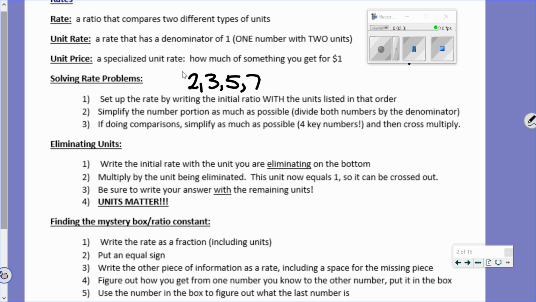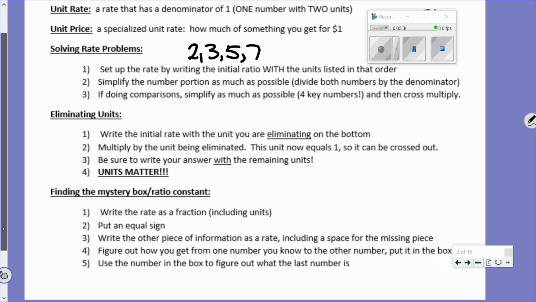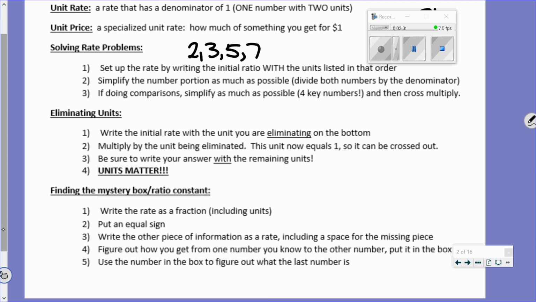Okay, the other way is eliminating units. In other words, we're going to find an answer for one piece of what we're solving for. To do eliminating units, you're going to write the initial rate with the unit you're eliminating on the bottom. You're going to multiply by the unit being eliminated, so it now equals 1. That means it can be crossed out. When you write your answer, whatever unit was left when you set it up, that unit goes in your answer. Remember, your units matter.